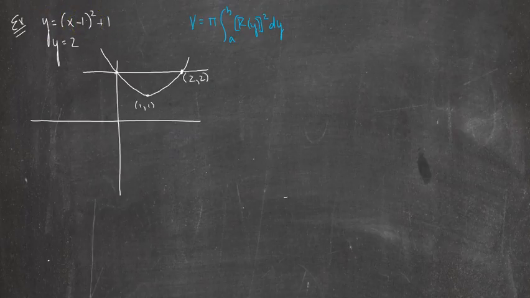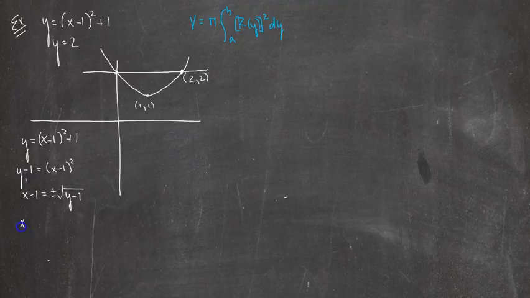And before I start looking at the picture, I'm going to go ahead and solve this function for x because I know I'm going to have to anyway because my radius function is in terms of y. So I have y equals x minus 1 squared plus 1. Subtract 1 from both sides. y minus 1 equals x minus 1 squared. So x minus 1 equals plus or minus the square root of y minus 1. And so x equals plus or minus the square root of y minus 1, plus 1.